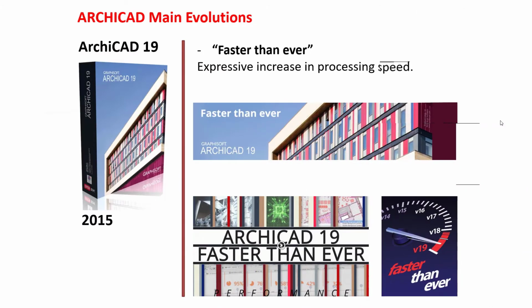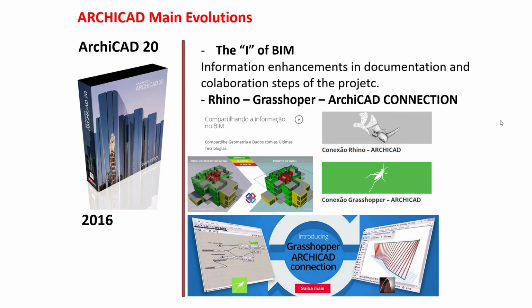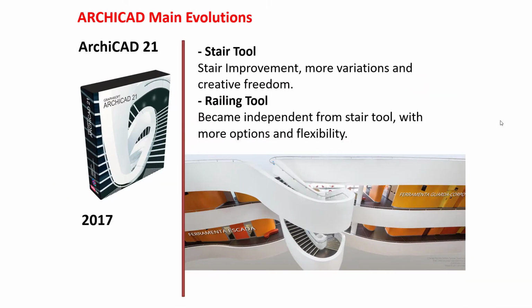In version 19, Archicad became faster than ever, with improvements in processing speed. In 2016, Archicad 20 brought one of the most important evolutions, allowing algorithmic design with Rhino and Grasshopper connections. Archicad 21 brought very good enhancements in the Stair Tool and the creation of a specific Railing Tool separate from the Stair Tool.